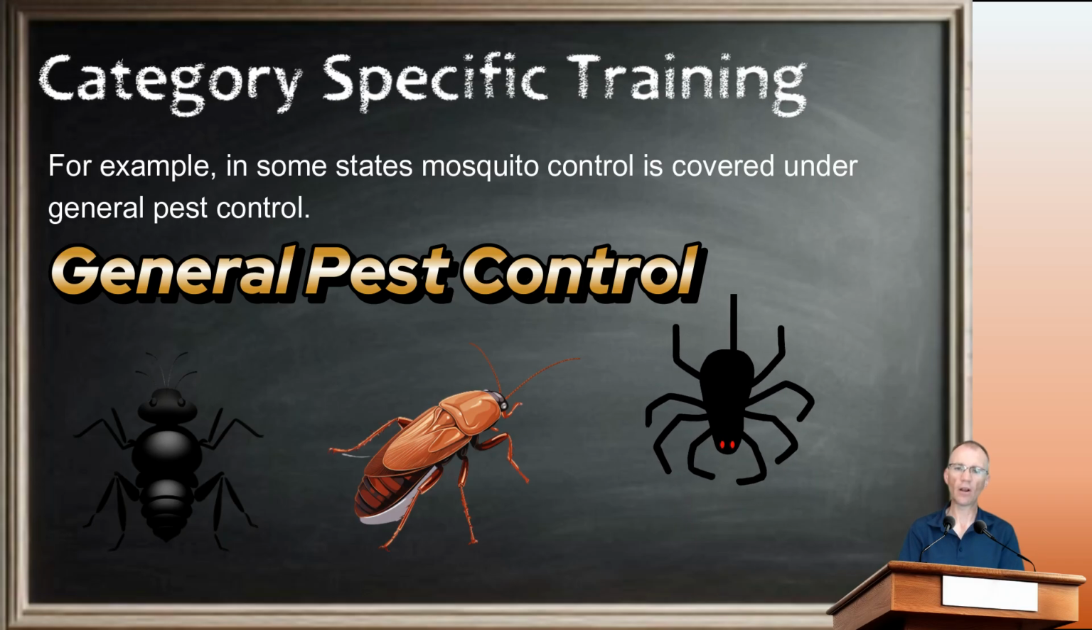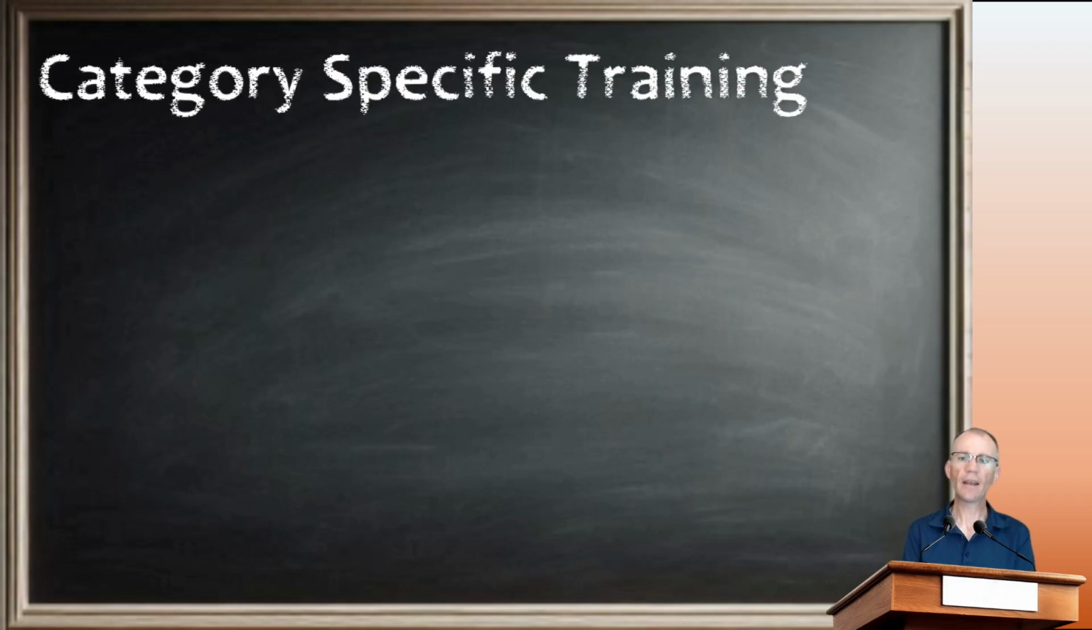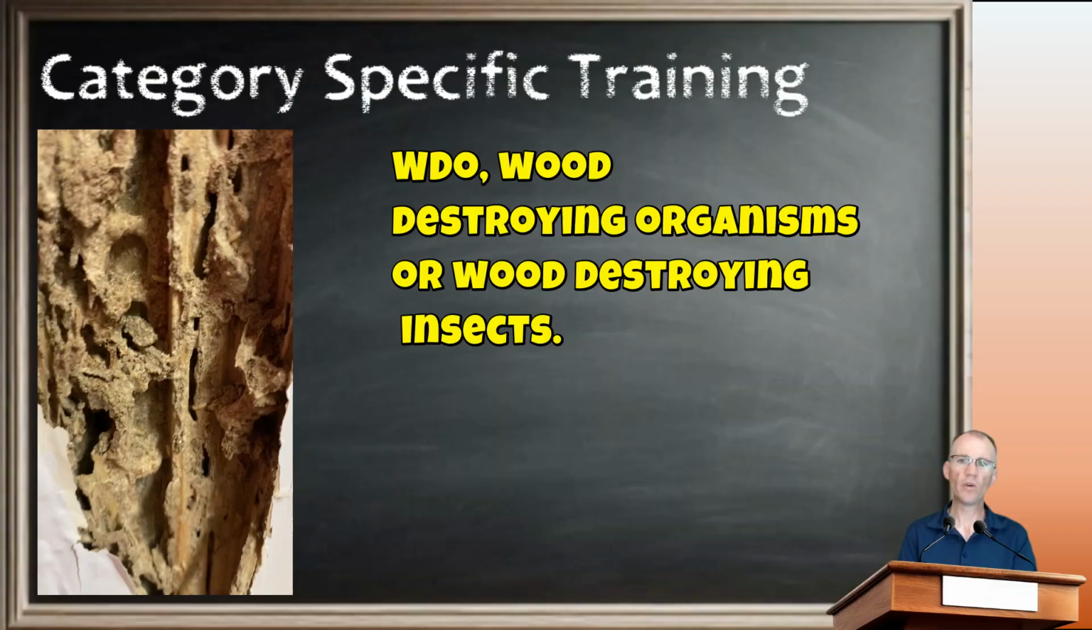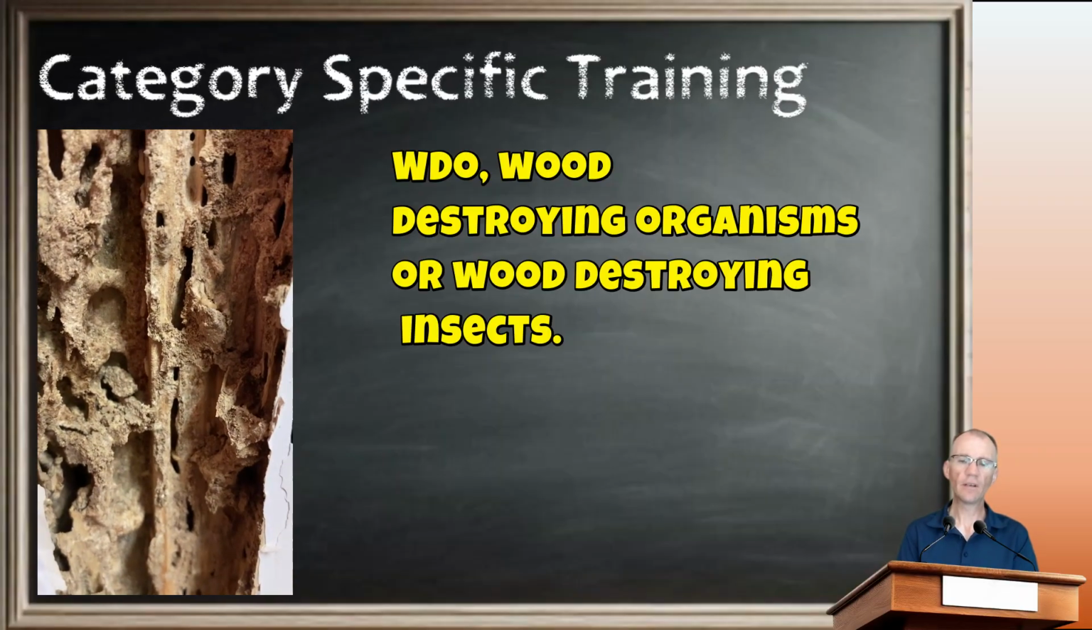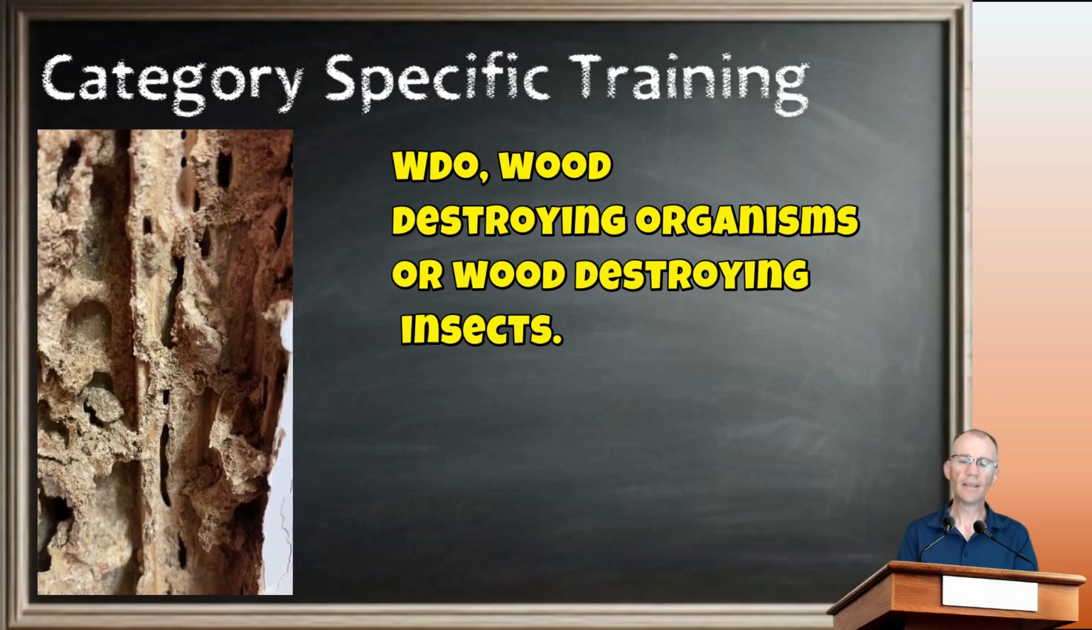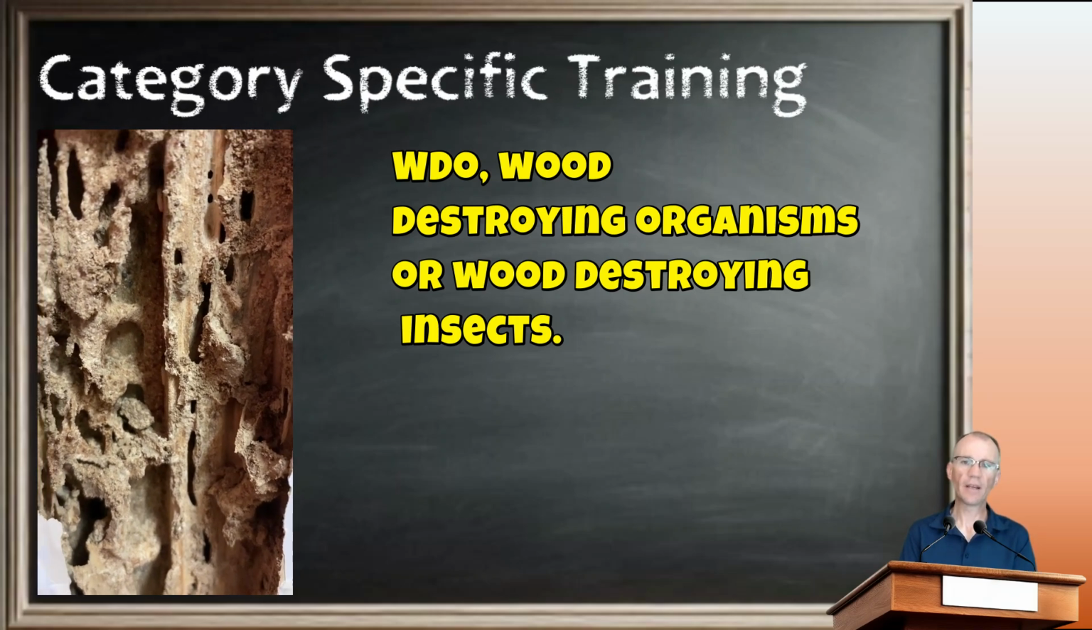Now, a second common category you may need to look for training on would be WDO or termite control. This would stand for wood destroying organisms. Sometimes states will call them WDI, wood destroying insects. This is another common category in pest control.